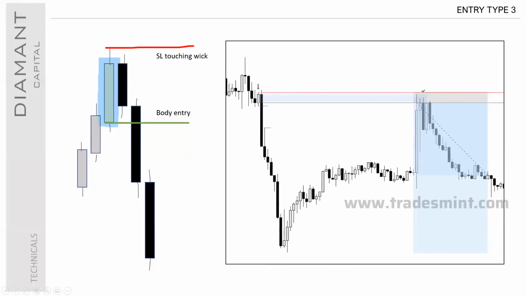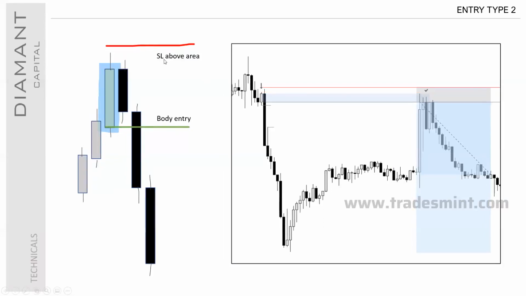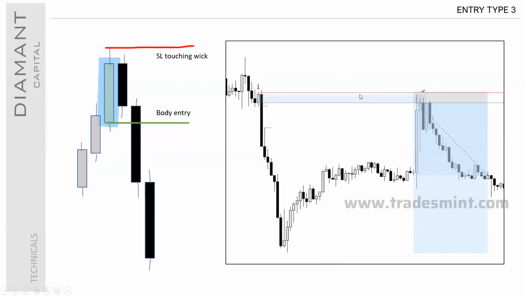The third type, I would say, is body as well, with the stop loss just touching the wick. This is a bit more risky, but it's up to you. How risk averse are you? Personally, I would go for a stop loss above the area. Especially if you're on funded accounts, you're trading other people's money, or even your own money, and it's a large amount of capital. Why would you want to add that extra risk, maybe just for an extra percentage that you can gain on the trade?